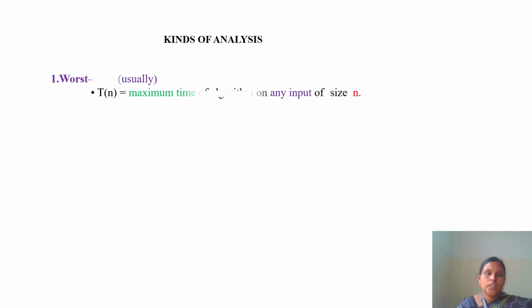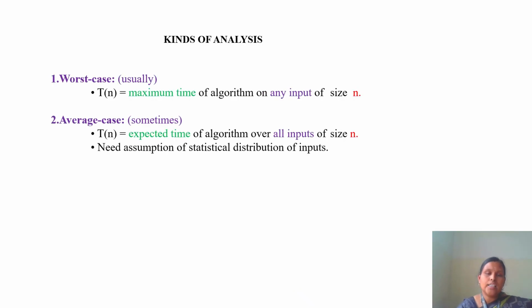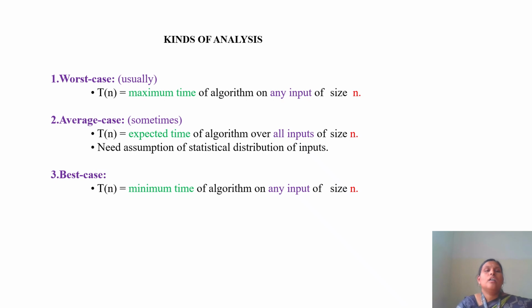So there are three kinds of analysis: worst case, average case, and best case. What is meant by worst case? The maximum time of an algorithm for any input of size n. That is called worst case. Average case is the expected time for the algorithm to execute. That is called average case. Best case is nothing but the minimum time required for an algorithm to execute. That is called best case.